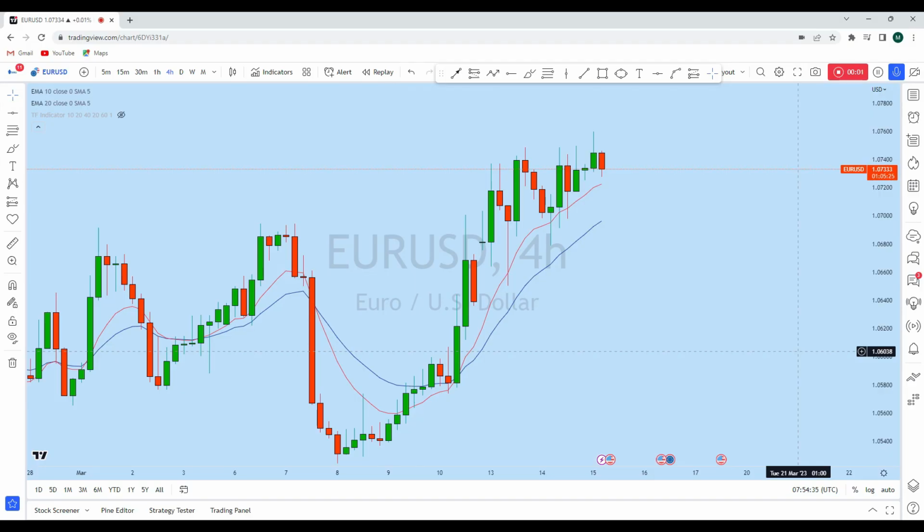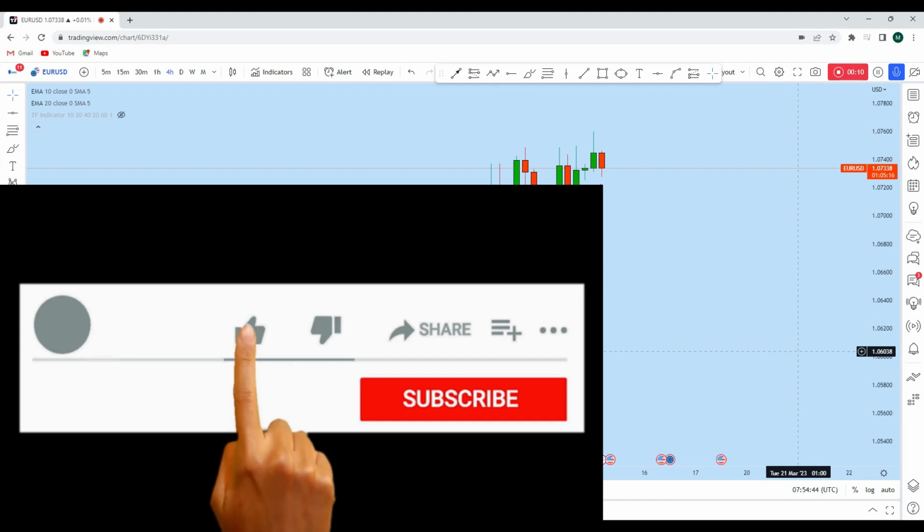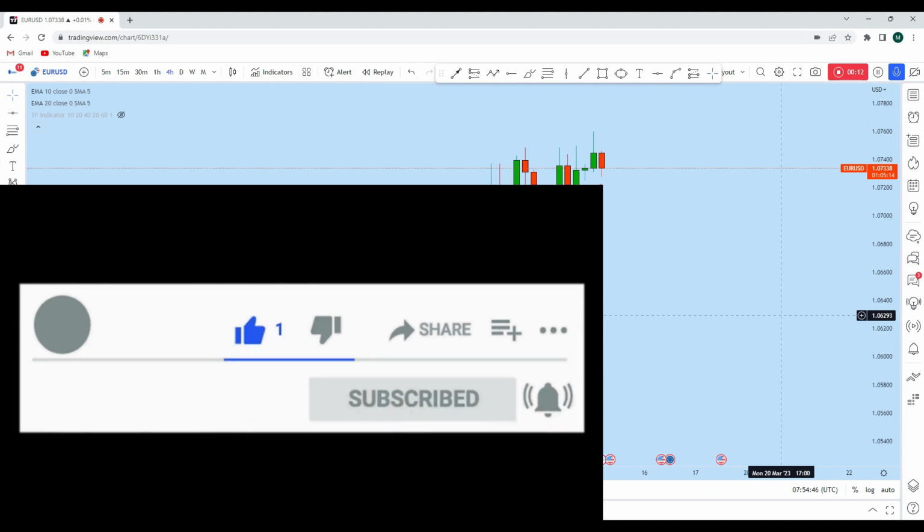Hello traders, I'm going to do a complete multi-time frame analysis on EURUSD. Let's see what kind of trading opportunity we currently have in this instrument. First of all, I look at the bigger picture to see the general direction in the market.